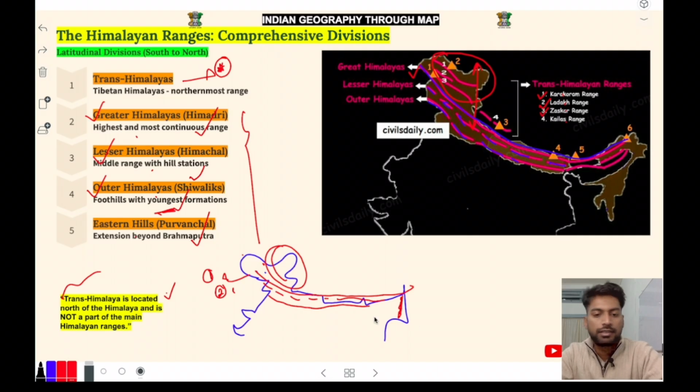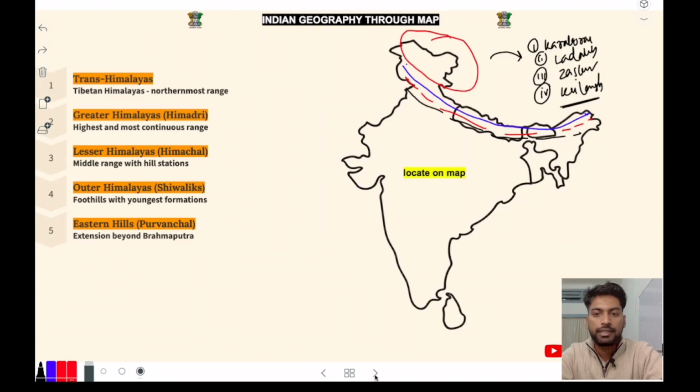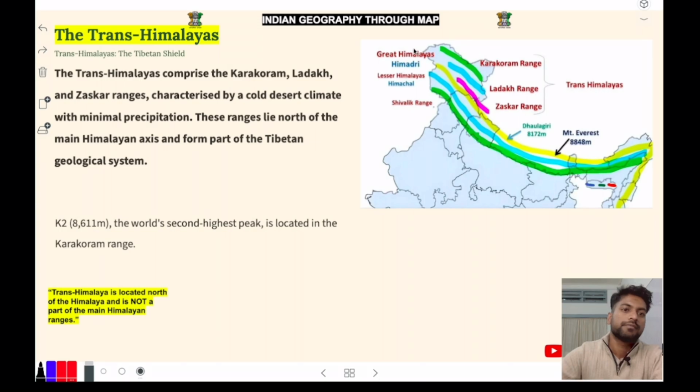Yes. So if you draw that here, we can draw. The Trans Himalaya. See, first it's your Karakoram. This is your range. This range is called the Karakoram range. Where is it? It's in POK and some part of the Aksai Chin also. Then next Ladakh, then Zaskar, and then it will be your Kailas. Kailas will be here. Kailas is fully in Tibet.